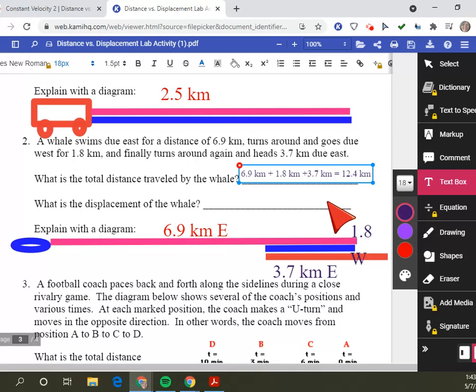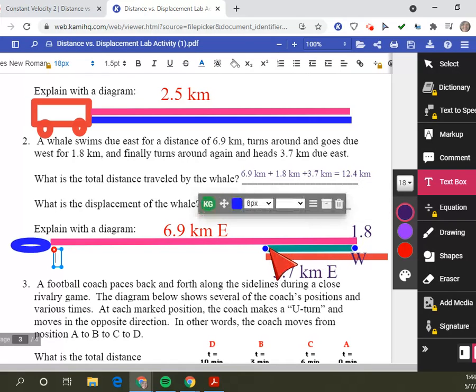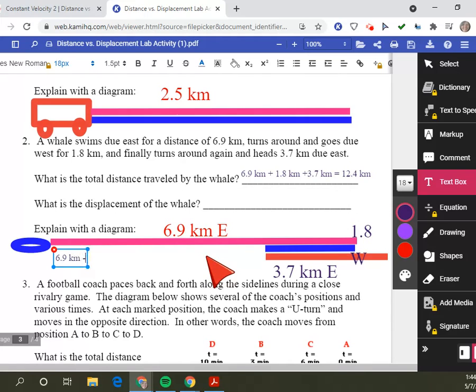Now, displacement is going to be a little bit different on this one, because we have to figure out how much farther from where the whale started to where the whale ended are we really. So we're going to do a little bit of math down here at the bottom to think about it. So we have 6.9, and then we went back 1.8. So we're going to say 6.9 kilometers minus 1.8 kilometers. Okay, what does that equal? You guys can probably do it in your head, but I know that I cannot. So I'm going to put in a calculator. 6.9 minus 1.8. Okay, that's 5.1. So at this point right here, we have made a displacement of 5.1 kilometers east.